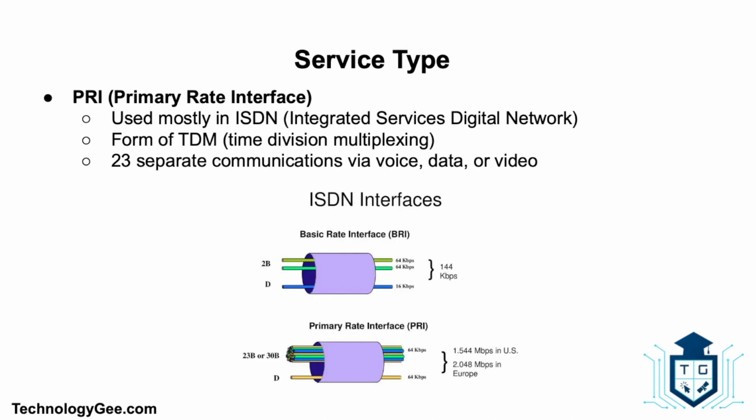And then we have PRI, and this stands for Primary Rate Interface. So PRI, this is a telecommunications interface used mostly in an ISDN or Integrated Services Digital Network. A PRI is a form of time division multiplexing, allowing you to send up to 23 separate communications via voice, data, or video, and channels are typically used by larger enterprise companies with a PBX system to help with access to the public switched telephone networks.